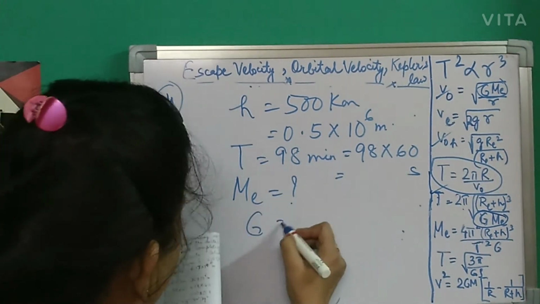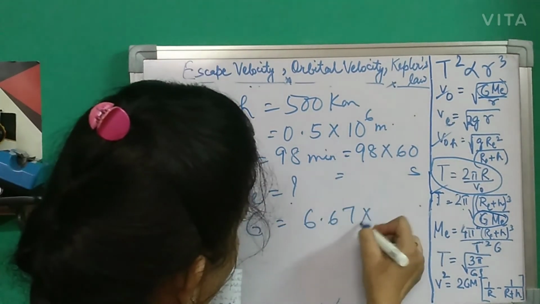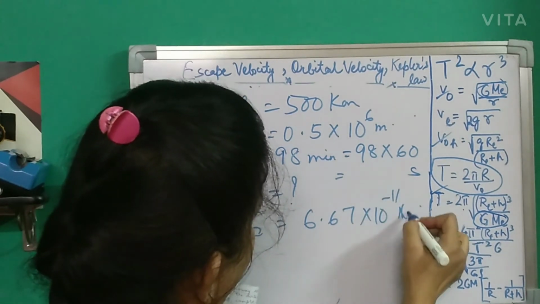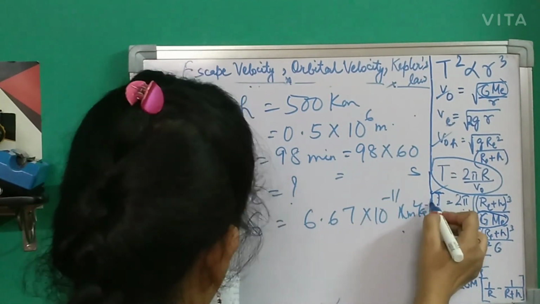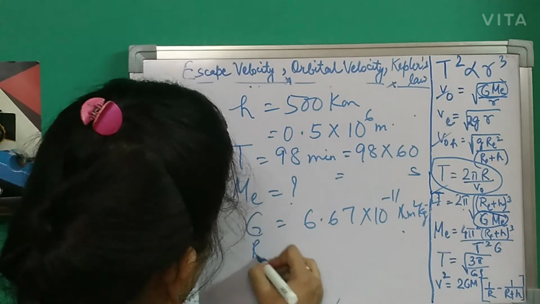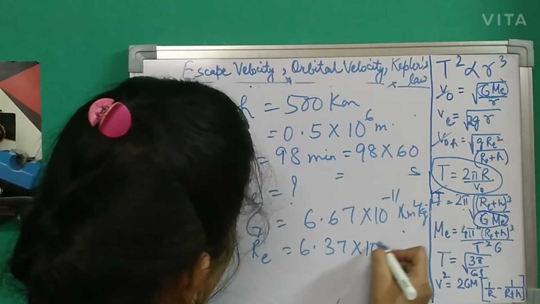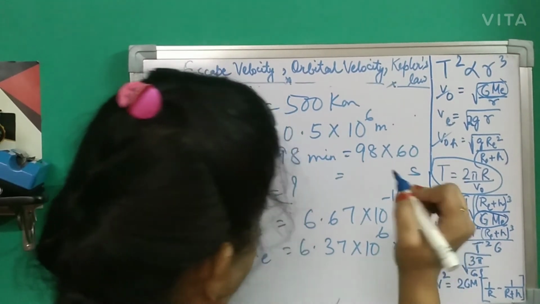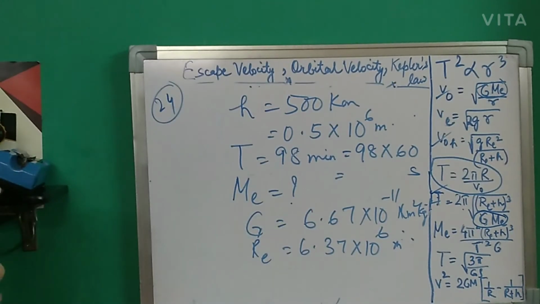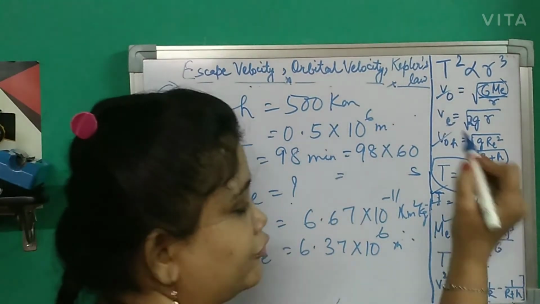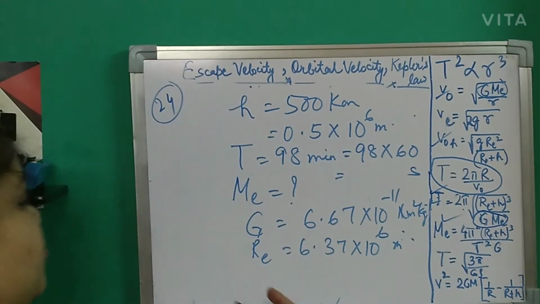Capital G is given as 6.67 into 10 power minus 11 Newton meter square per kg square. And the radius of the earth RE is given as 6.37 into 10 power 6 meter. So these are the quantities given to you. Now I have already written down the formula of ME. Just put it in the formula.